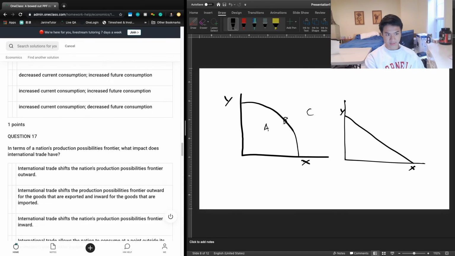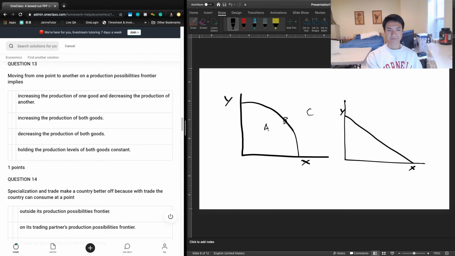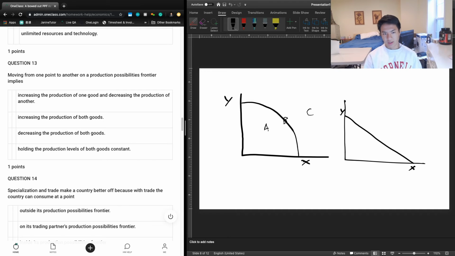So let's take a look at question 13 then. Moving from one point to another on a production possibilities frontier implies what? And so again, we're talking about area B, and so we can take a look at what it means. Increase in the production of one good and decrease in production of another. And it does in fact do that because each point on the PPF is going to be a different bundle of goods. And so you will have to, because there's only two goods, increase the production of one and decrease the other.